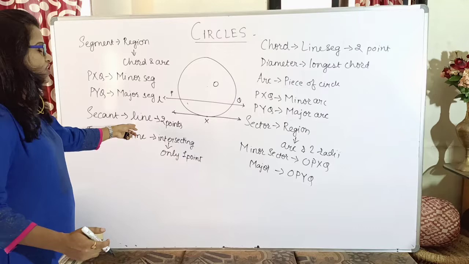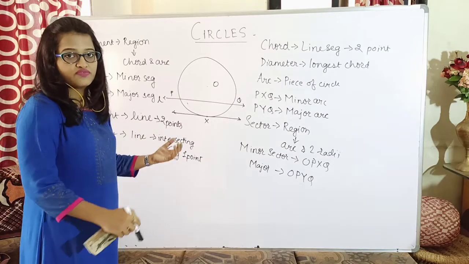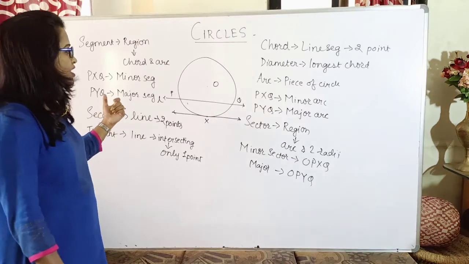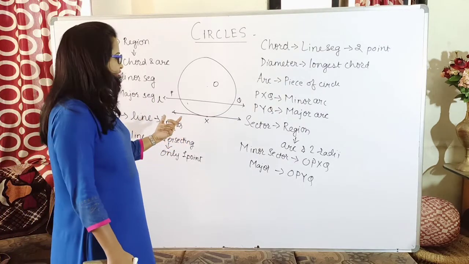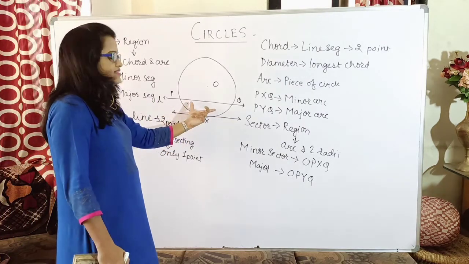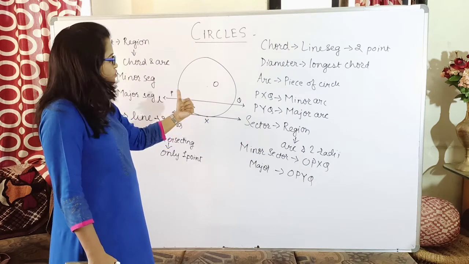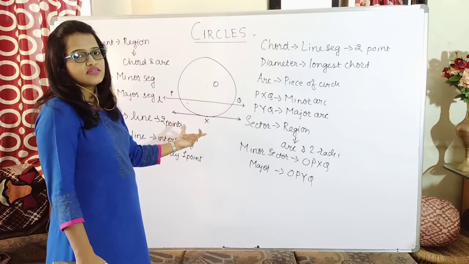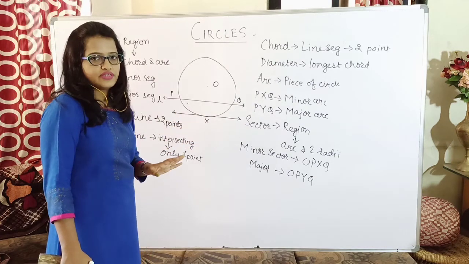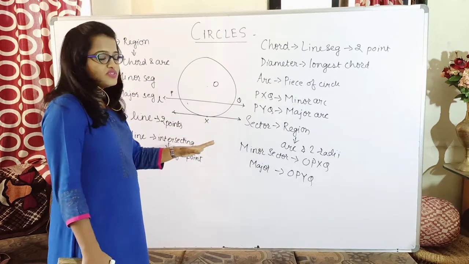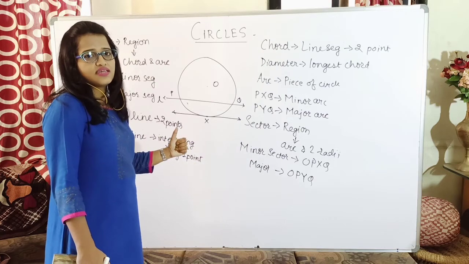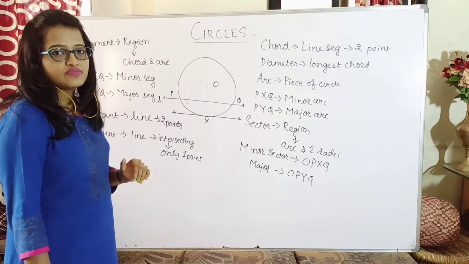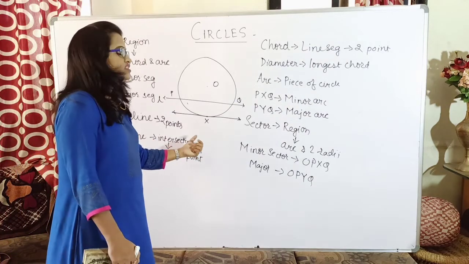Okay, so these are the two new definitions which we are seeing in this part. In 9th standard you didn't have the secant and tangent, but you already know what is secant and tangent, isn't it? So secant is a line intersecting the circle at 2 points, whereas tangent is a line which is intersecting the circle at only one point. Okay, so these are all the terms which are there in your circle topic. Now here we are going to see some theorems with respect to tangent and secant.